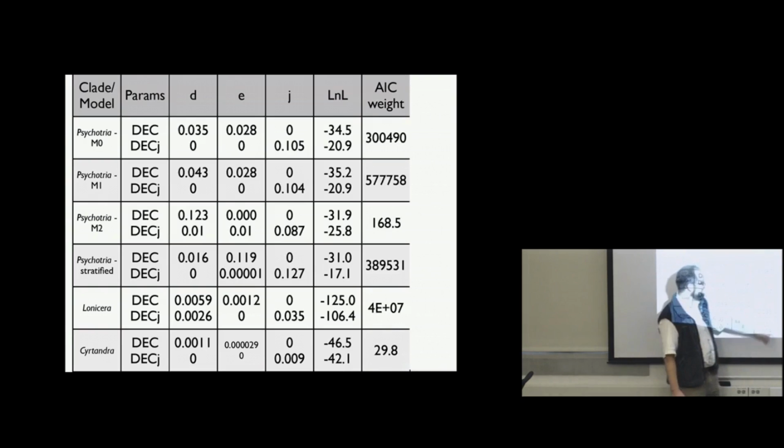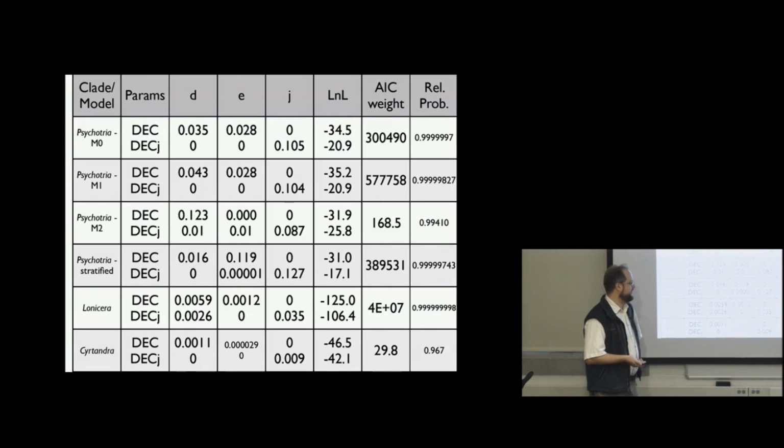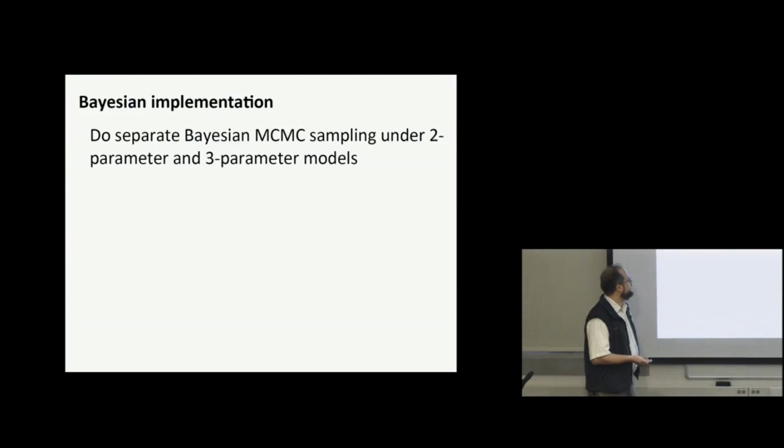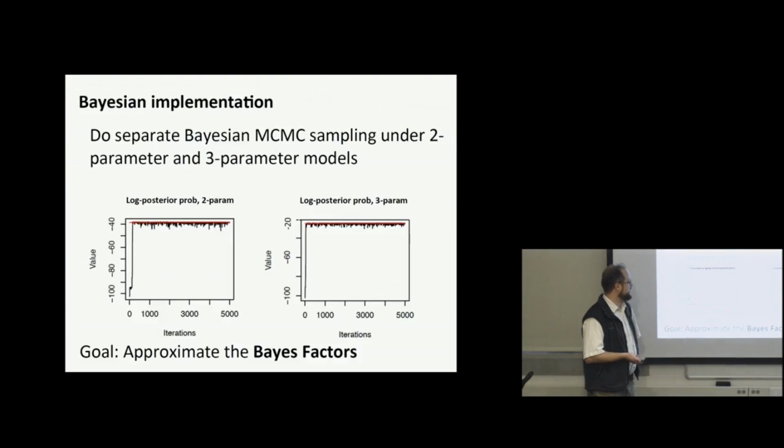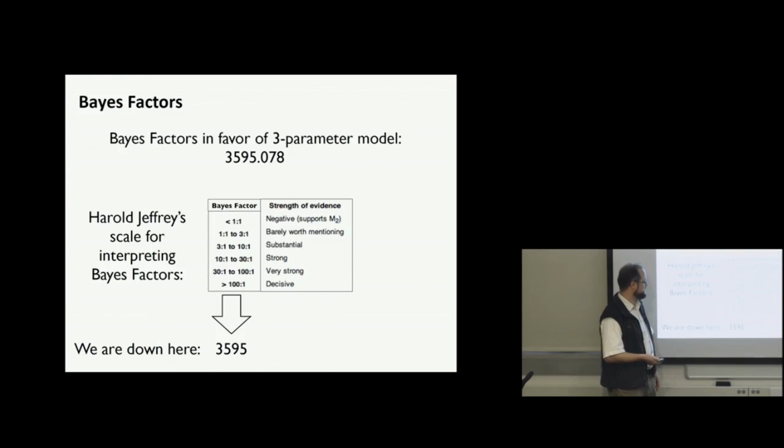You can calculate model weights. And in favor of the DEC plus J model, the model weights are anywhere from 30 to hundreds of thousands of times more probable for the model. And you can do the relative probabilities. And I did a Bayesian implementation of this. Basically use the same likelihood model, but you put priors on the parameters. And you can calculate log marginal likelihoods and do a Bayes factor.